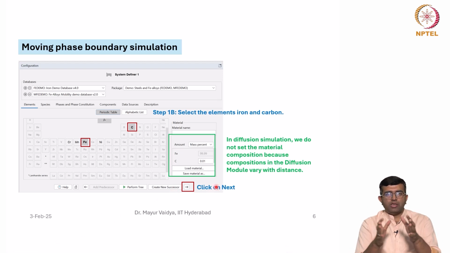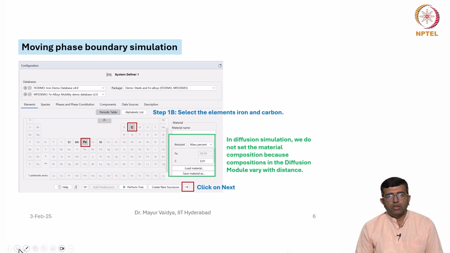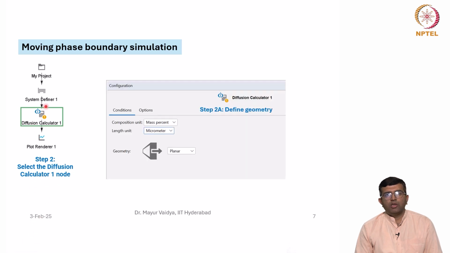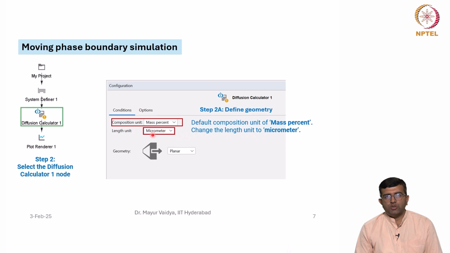Please remember, again, I am showing you the screenshots, but please do take some time to perform this simulation hands-on by downloading the software. After which you can go to the diffusion calculator. Here you can see and perform step 2, which is selecting this particular tool. And here you can define the geometry. You can select the composition, which is in mass percent by default, and then change the length unit to micrometer. That is because the orders of the penetration depths are typically in this range in metallic solids. Then keep the default geometry, which is planar.